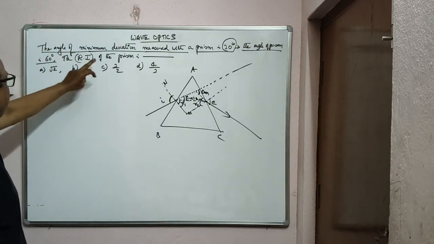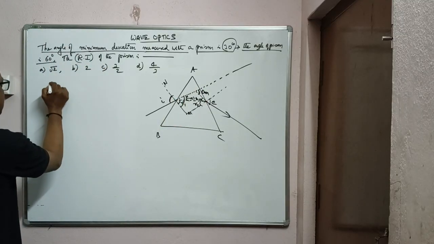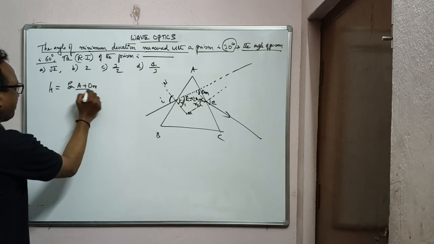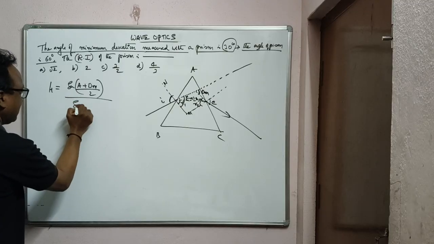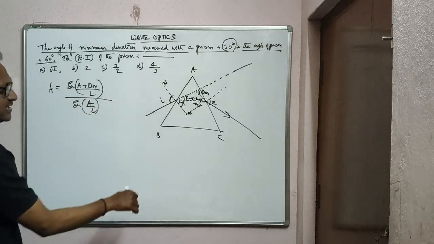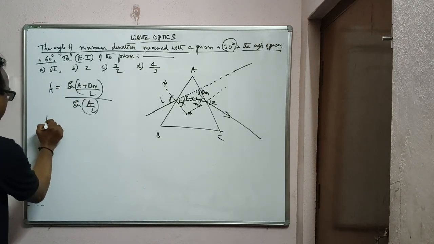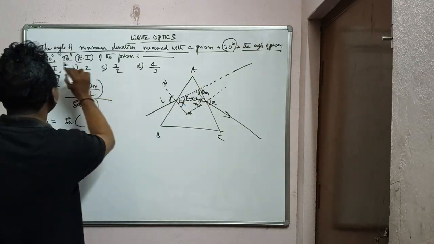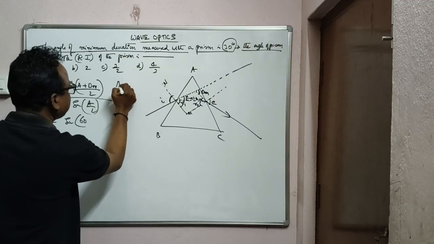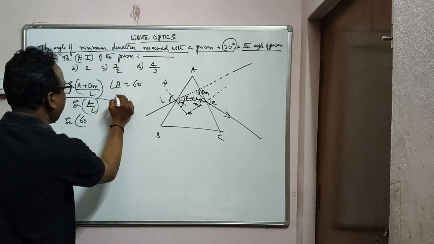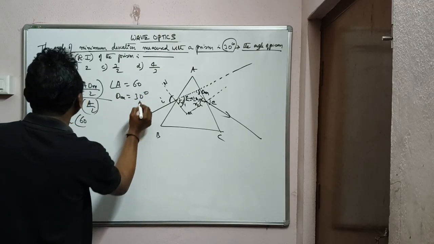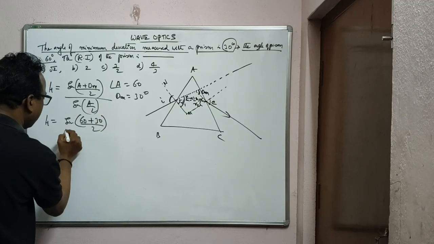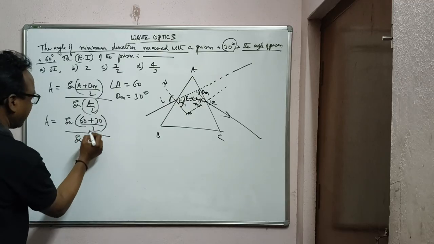Now what is asked is the refractive index of the prism. We have already seen its derivation in intermediate. mu is equal to sin of (A plus Dm) by 2 divided by sin A by 2, from the derivation of the prism. Here mu is the refractive index. What is A here? The angle of the prism is given as 60 degrees. A is 60 degrees, and the minimum deviation Dm is also given as 30 degrees. So I can substitute: sin of (60 plus 30) by 2, divided by sin 60 by 2.